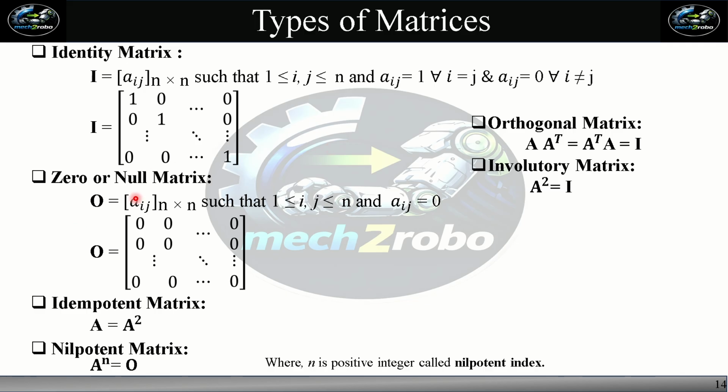Then zero or null matrix. Zero or null matrix is the matrix in which all elements are equal to 0, and it is denoted by capital bold O.